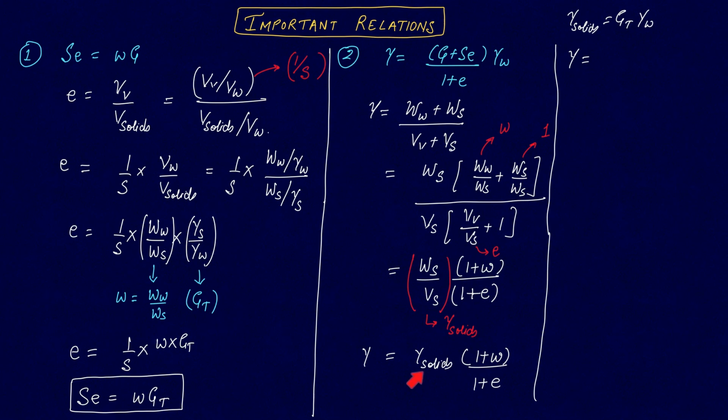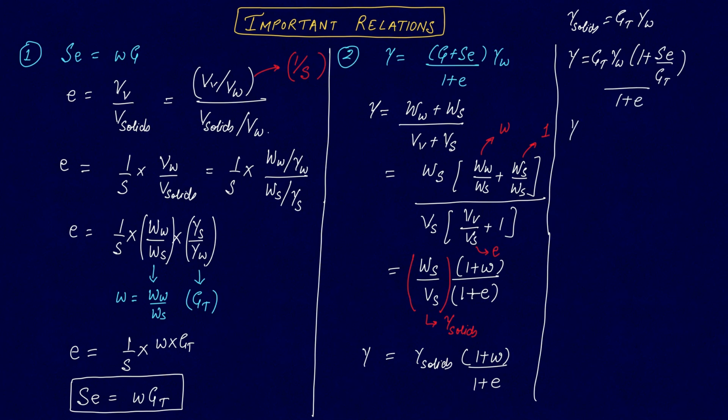So here, instead of gamma solids, I'm going to write GT times gamma W. And instead of W, which is water content, what I am going to write here is SE over G using this formula. Okay, so just put here SE over GT divided by 1 plus E.